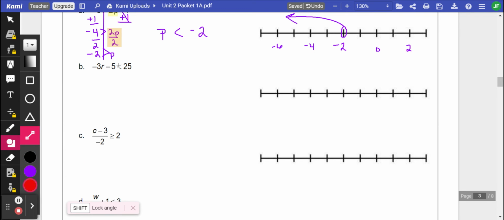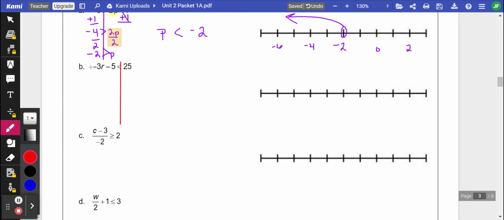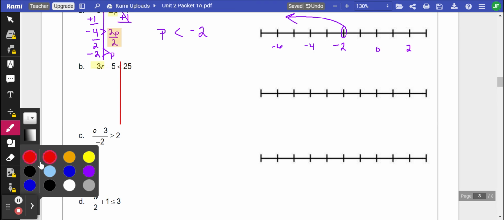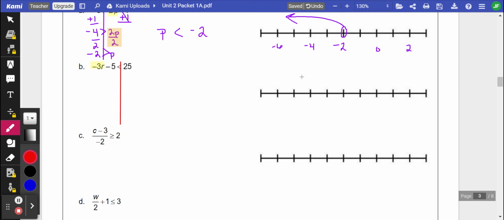To go ahead and get started with the next one, I'm going to go ahead and draw my line through the inequality sign so that it's splitting my inequality in half. And I need to get my r alone, so I need to cancel the -3 and the -5. So remember, we're going to put our pencil on our r. We can't do anything with that -3 yet because it's closest to the r. We need to take care of that -5 first. So the opposite of -5 is adding 5. So I'm left with -3r is less than, and then 25 plus 5 is 30.